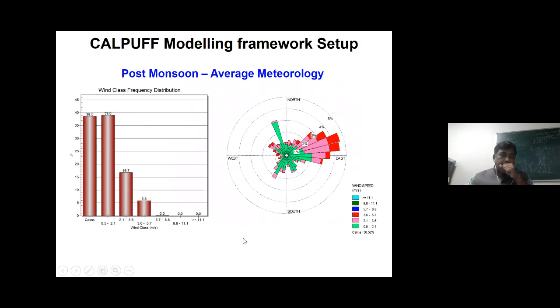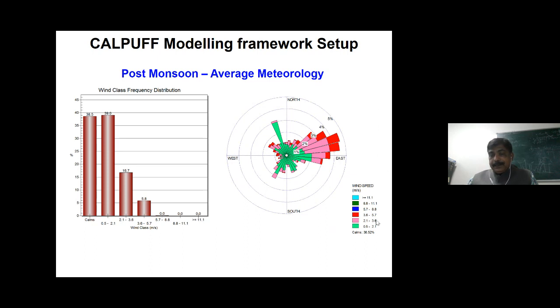First I analyzed the wind data. That is why I showed you in the beginning what a Windrose diagram is. So here is the Windrose diagram. This is for the post-monsoon season. The average meteorology is like this. Now you can see the wind is not from the east, it is east northeast. So this is the sector from where the predominant wind is coming.